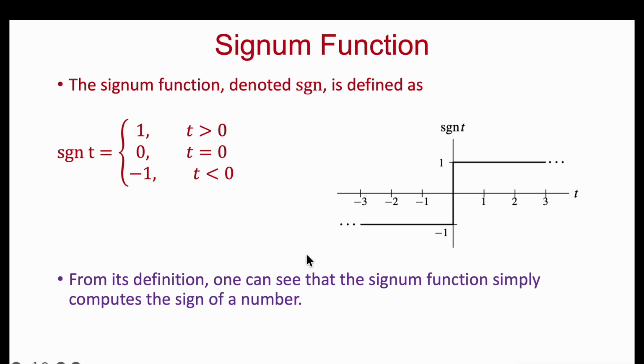From its definition, one can see that the signum function simply computes the sign of a number. It will give you the sign of a given number depending on the value of t.